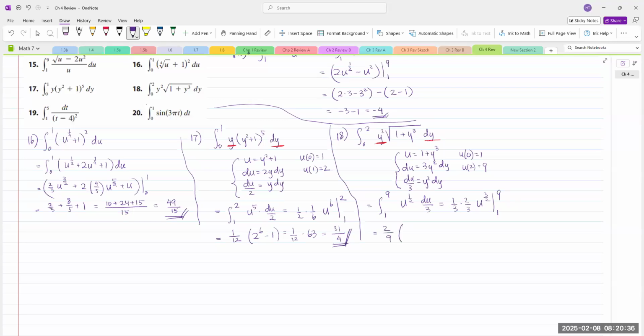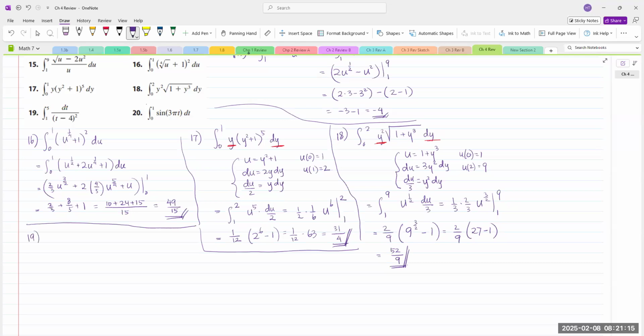2 over 9. Square root of 9 is 3, cube is 27. I'm sorry. It must be a blow to your ears too. And 9 to the 3/2 and 1 to the 3/2 is just 1. So this will be 27 minus 1, that's 26. So 52 over 9. I don't think I can reduce that. That's number 18, number 19, and 20 later on here.